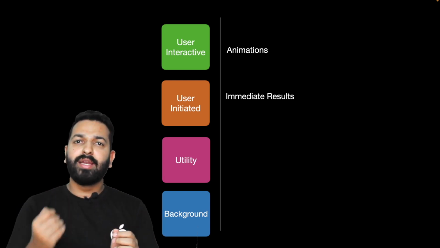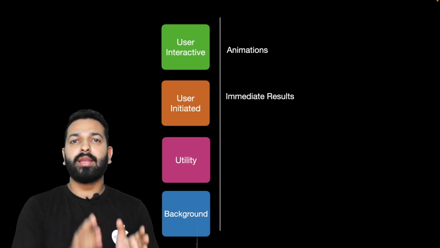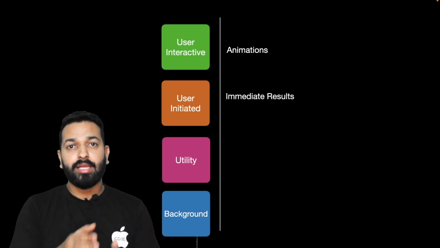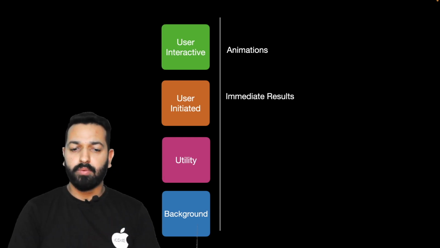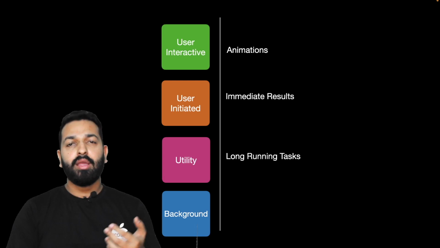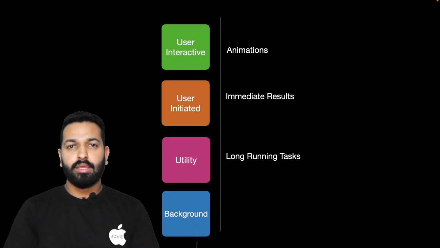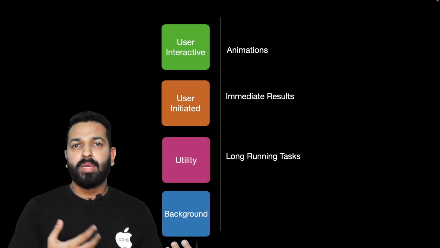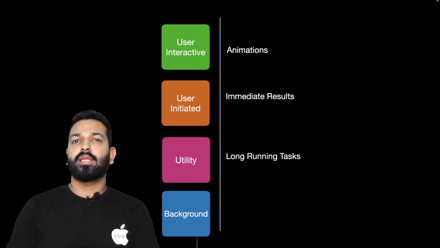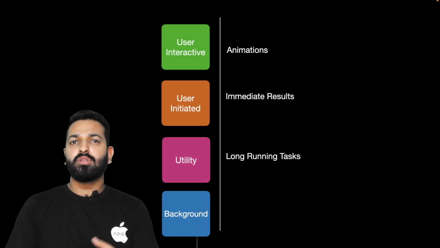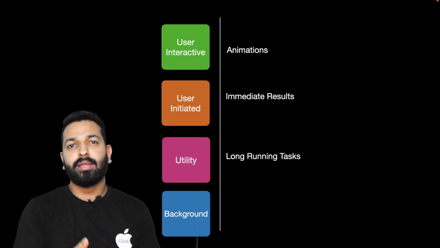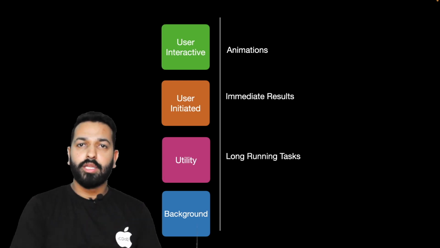Whenever any kind of data is required which will impact the rendering of the UI immediately, and that has been initiated by the user, for those kinds of tasks, user initiated should be used. Utility is something which is used for long running tasks. You can think of maybe downloading something wherein the user is aware of the progress. It is a long running task, but it is not of that high priority that it is impacting the user experience at all. So in such scenarios, you can use utility.